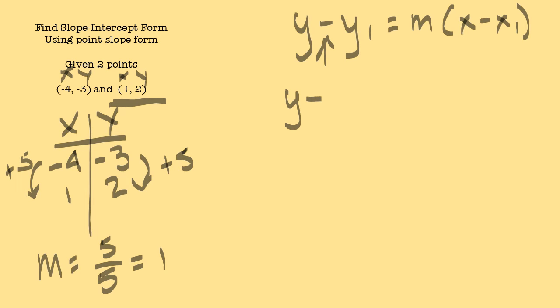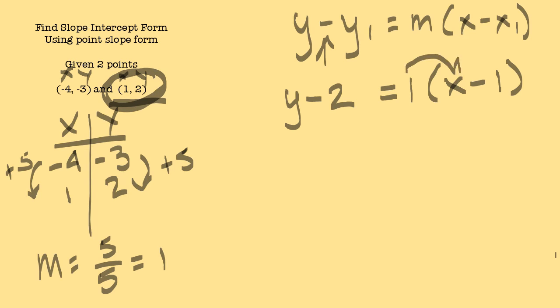So we're going to do y minus our y, which is 2. Don't put 1. That's my number one mistake that I make on these. And then we have x minus 1, because that's our x over here, right? Because we're using these points.